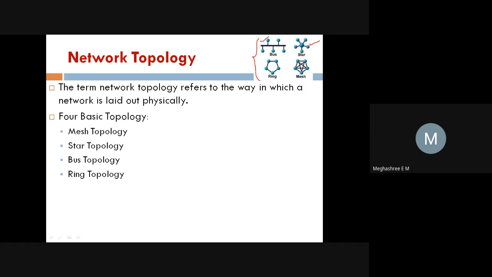If you arrange the links and the nodes in this way, then we call that a star. And if the links and the nodes are connected in this format, then we call that a ring. And the fourth one, if the links and the nodes are connected in this form, then we call it a mesh. So totally, the representation of nodes and the links over the network, we call a topology.